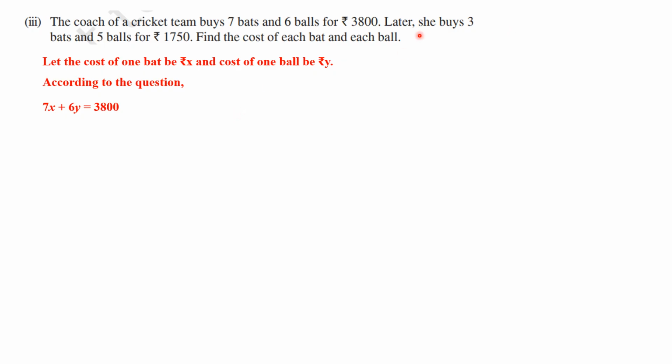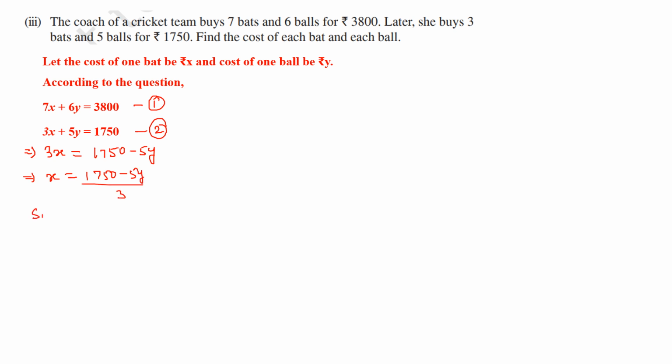And then later she buys 3 bats and 5 balls for 1,750 rupees. So it will be 3x plus 5y equal to 1,750 rupees. This is my equation 1 and this is my equation number 2. From equation 2, I will write 3x is equal to 1,750 minus 5y, and I will get the value of x as (1,750 minus 5y) by 3.